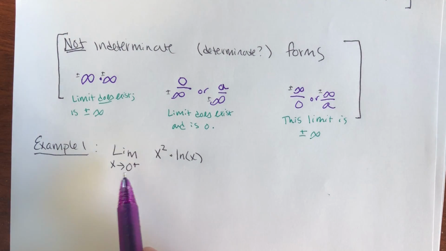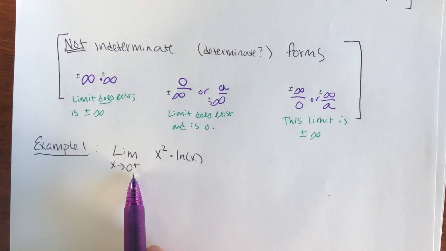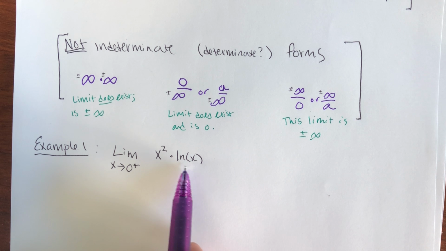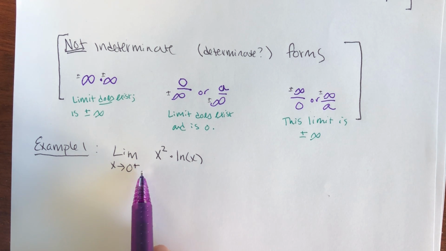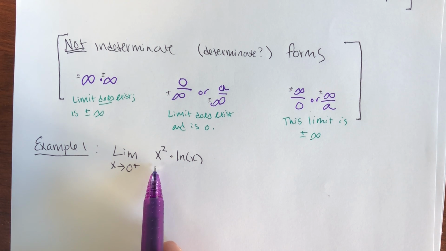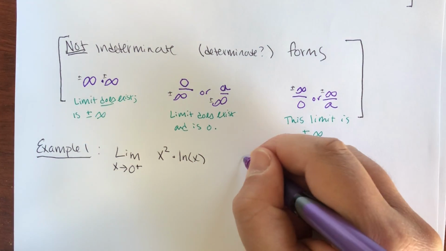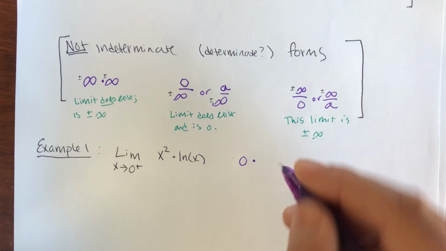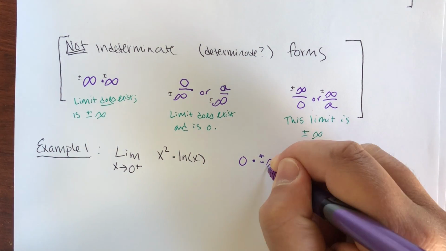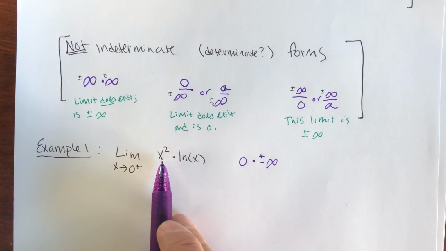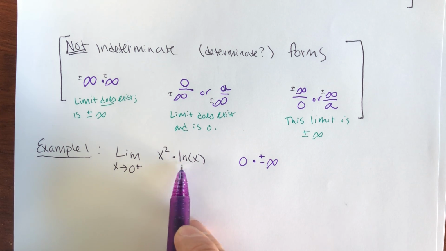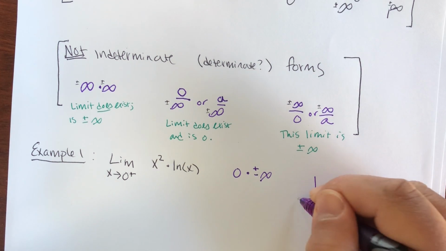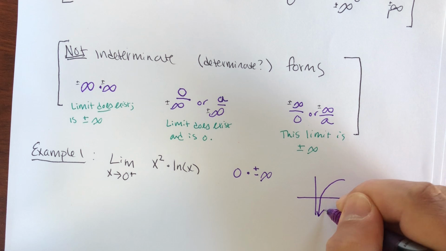If we're doing this function here, we're taking the limit as x goes to 0 from the right of x squared times ln of x. Well, okay, this is an indeterminate form, I claim, of the type 0 times positive or negative infinity, right? Because as x goes to 0, certainly x squared is going to go to 0, and as x goes to 0 from the right, remember ln of x looks like this.